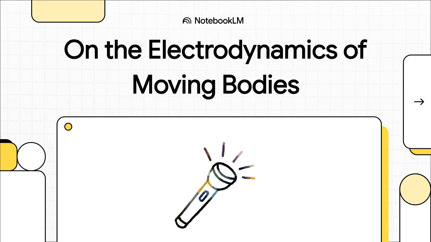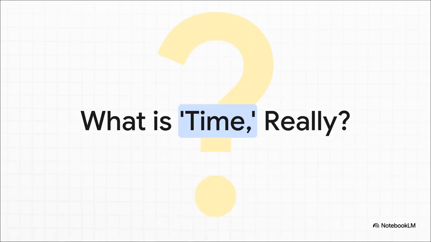Today, we're going to walk through the brilliant, step-by-step logic of that very paper. Okay, let's dive right in. To get us started, Einstein asks a question that sounds, well, almost childishly simple. What is time, really? We all think we know, right? It's just what our clocks measure. But as he points out, that's only half the story.